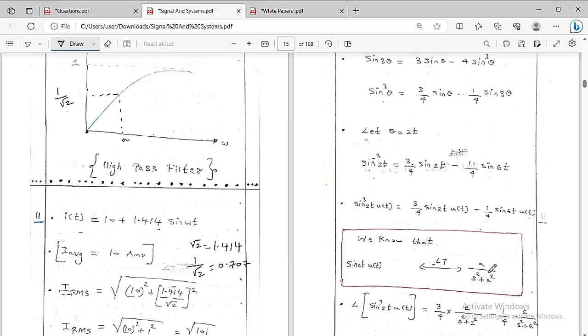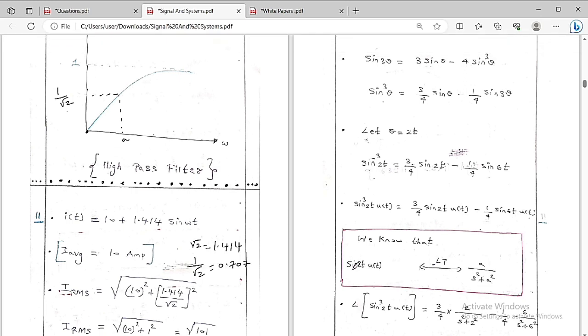This formula I have already told you so many times. The Laplace transform of sin at into u of t is a by s square plus a square. So here I am going to apply the Laplace transform. This Laplace transform is equal to this Laplace transform plus this Laplace transform. The minus is there, so you have to take the minus of this Laplace transform.